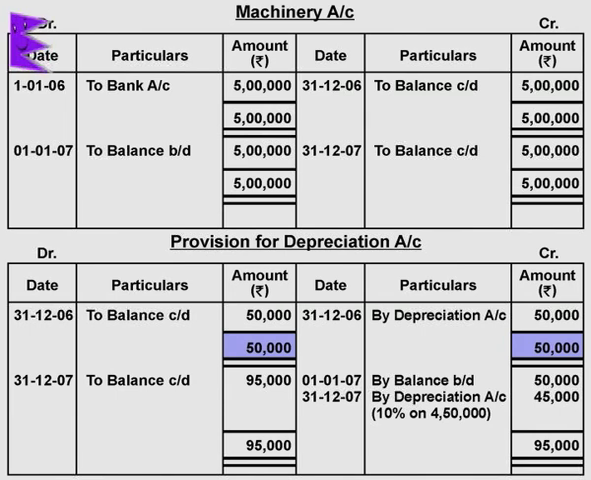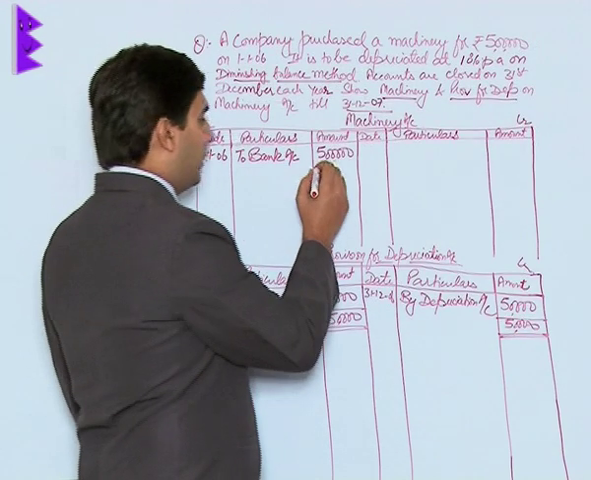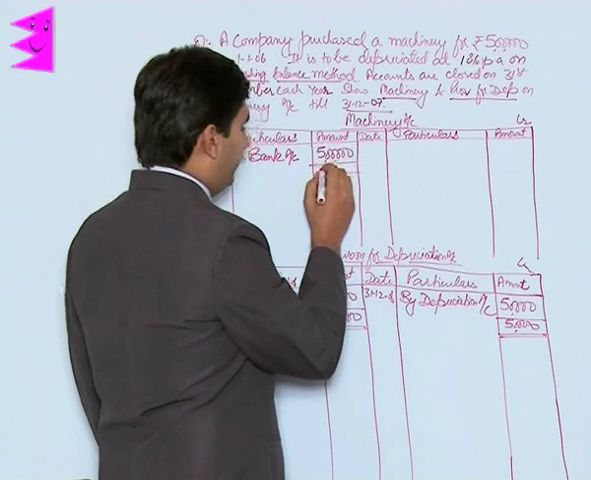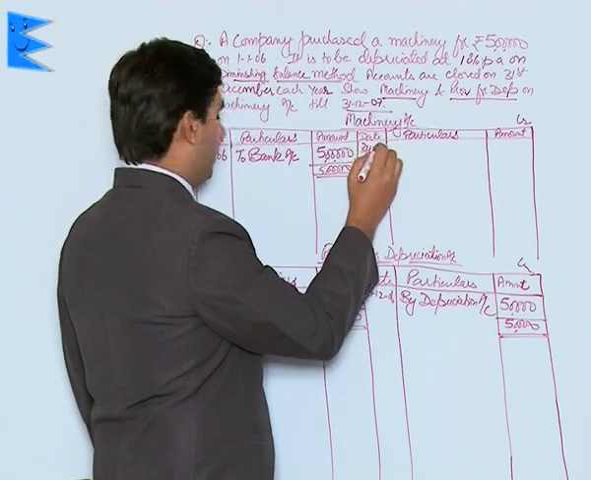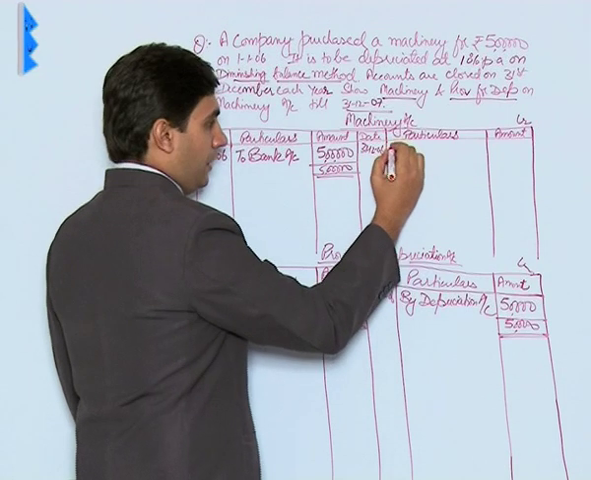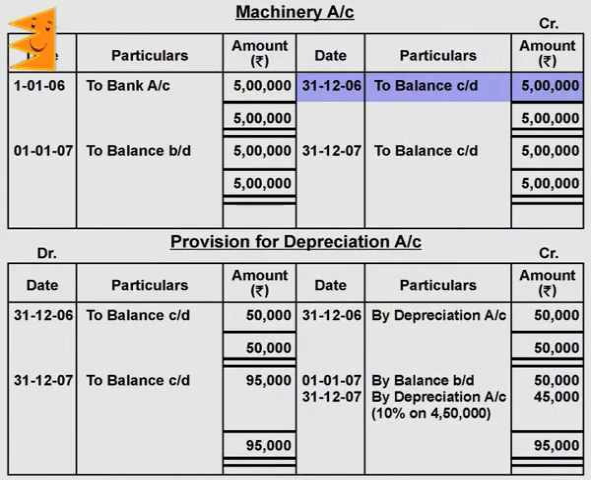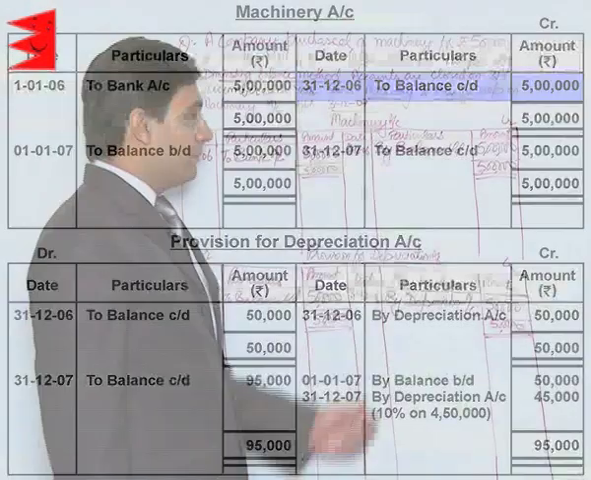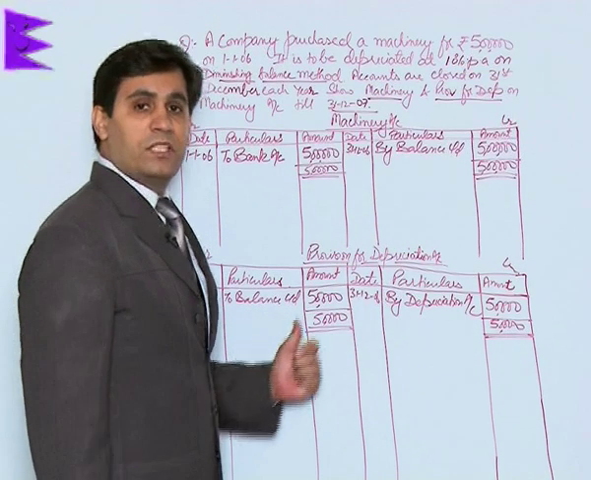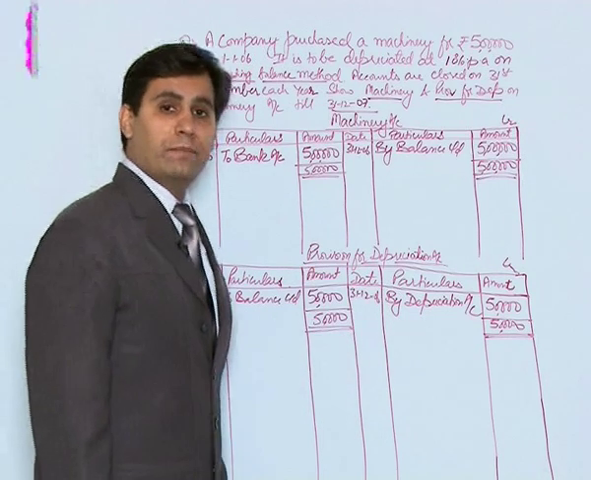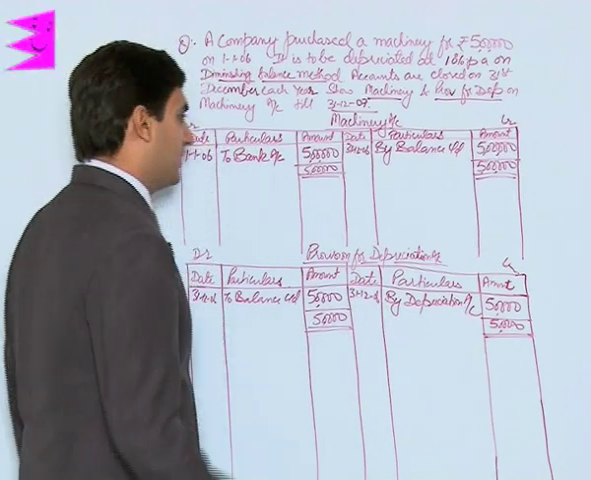50 and the total is 50 on both the sides. The same thing would be for machinery account. The total is 5 lakh here. At the end of the year 31/12/2006 it is by balance carried down 5 lakh and the total is same. Now we have a closing balance in machinery account and provision for depreciation account. This would be brought down as opening balance in year 2007.